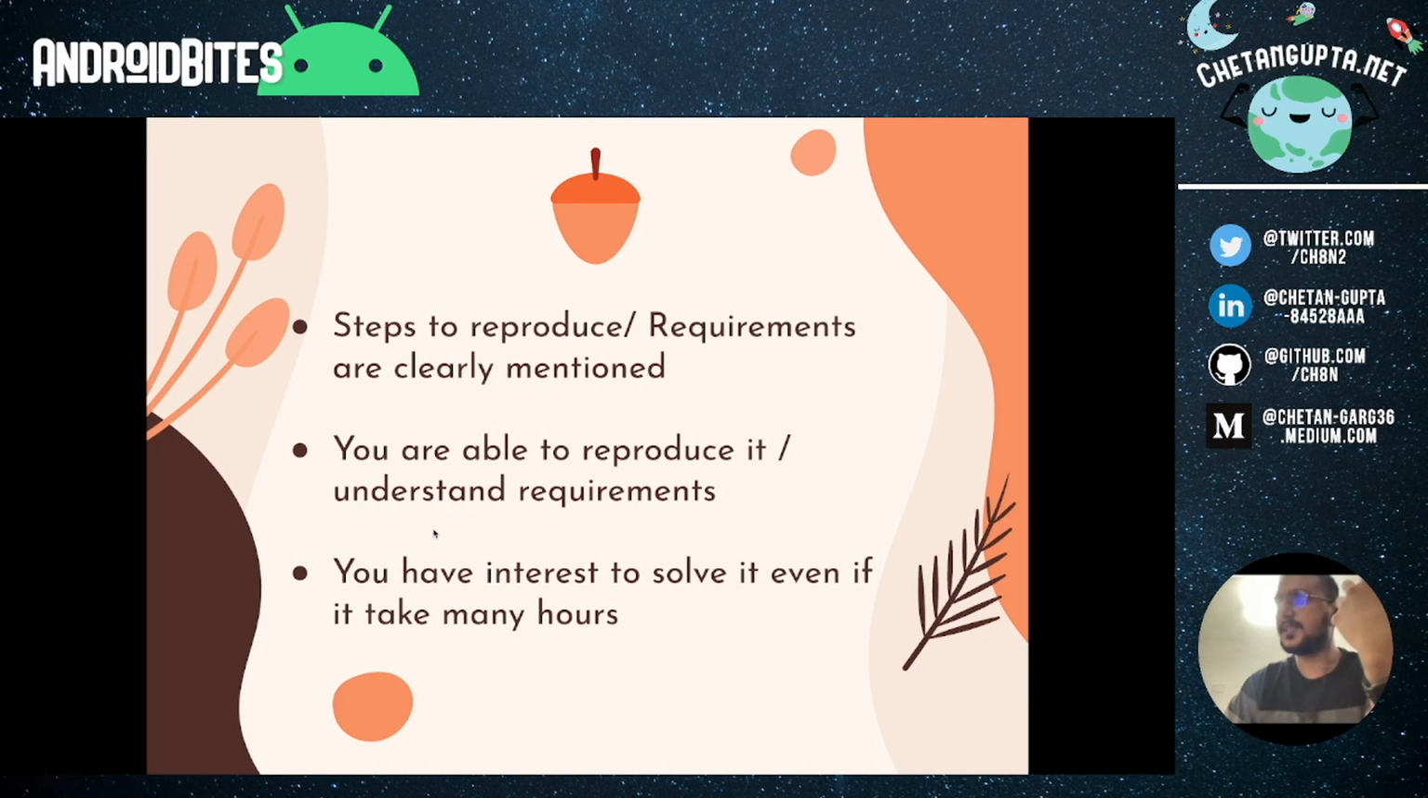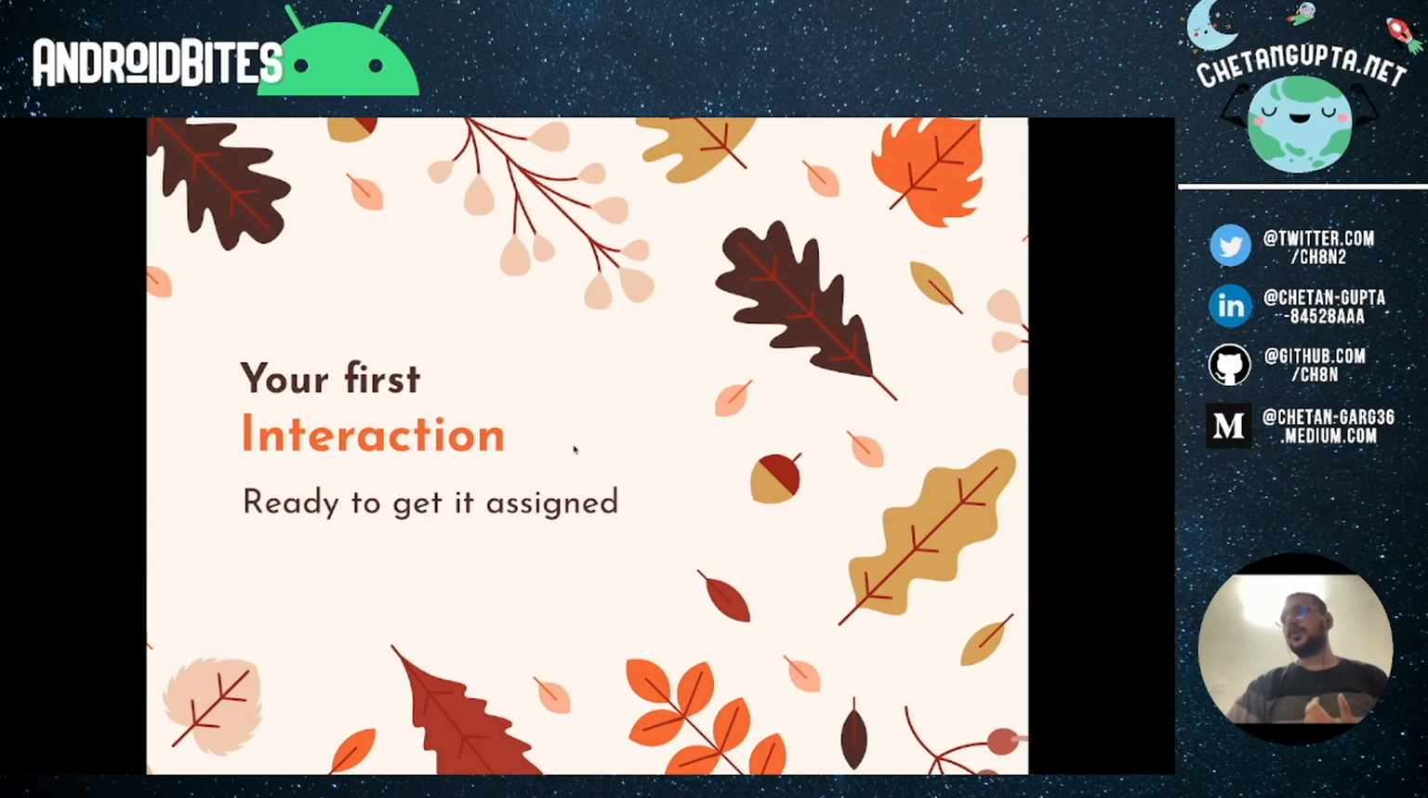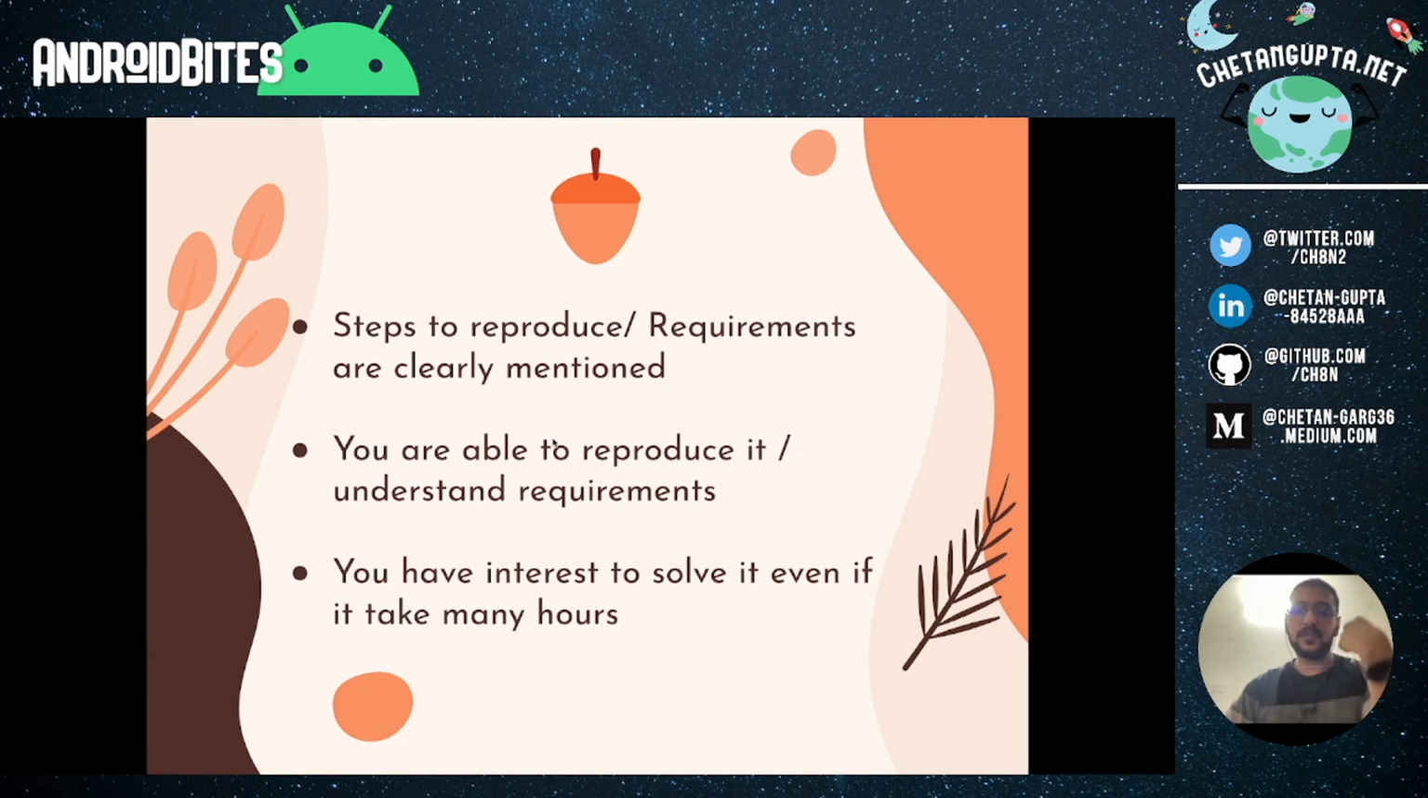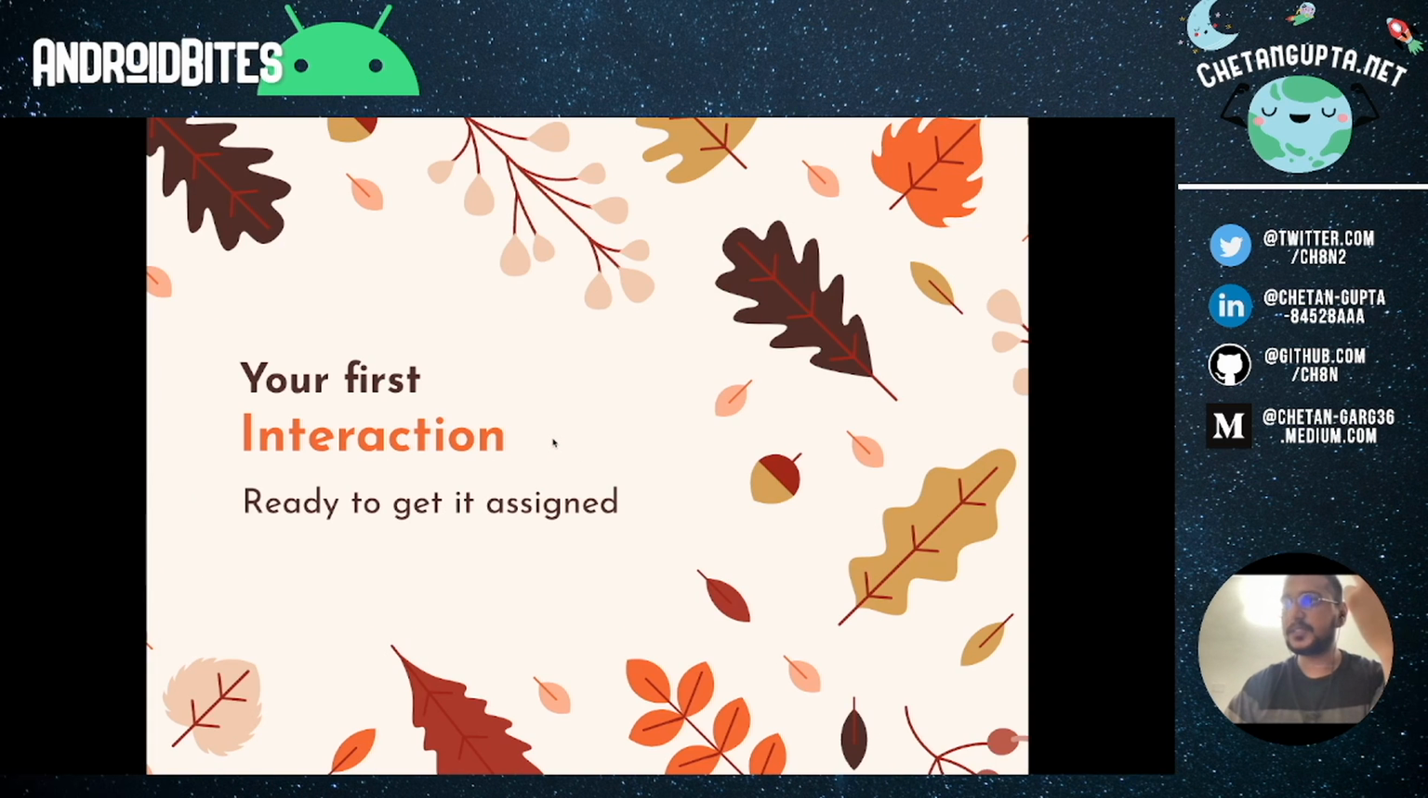But this is the thing you need to keep in mind, right? Before picking up an issue, you should be clear with the steps, the issue, and the requirement. And if you don't know about it, ask the maintainer about it, right? So now you have done the initial analysis, you are ready to ask the maintainer to assign that issue to you. This is what I'm calling the first interaction or the first response.